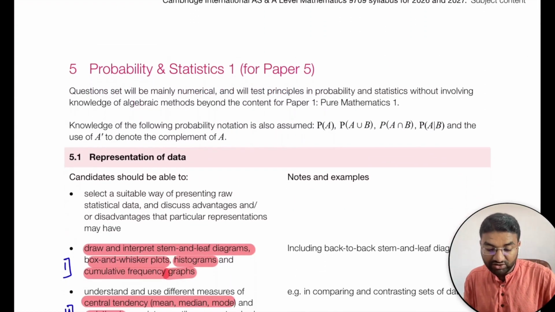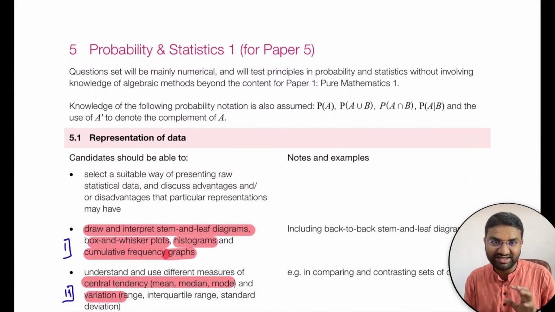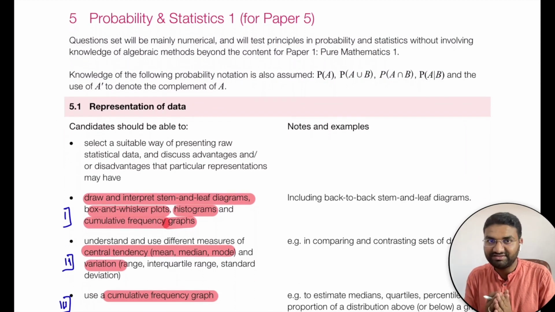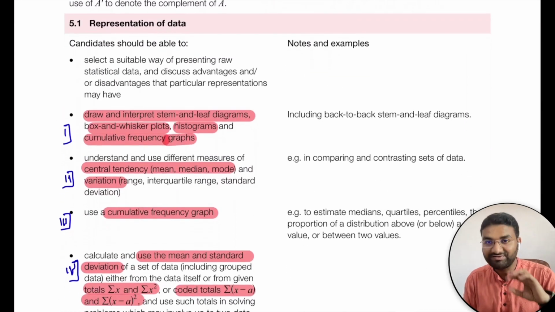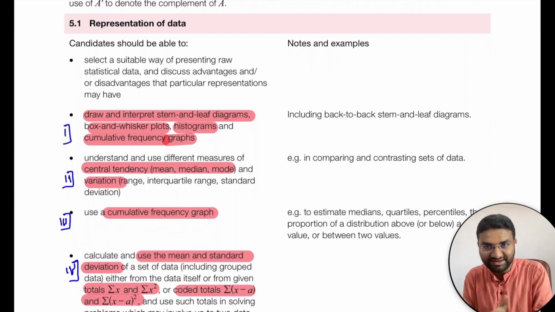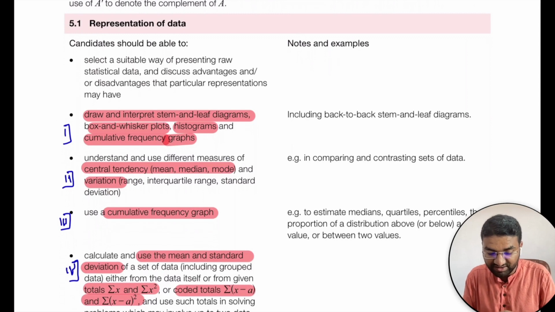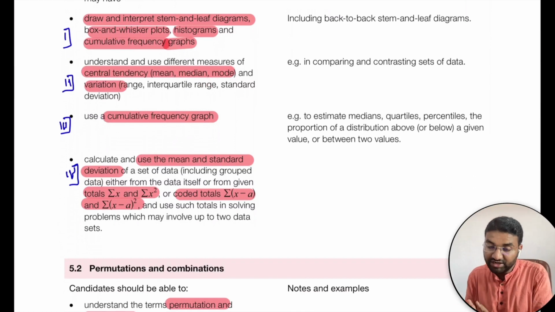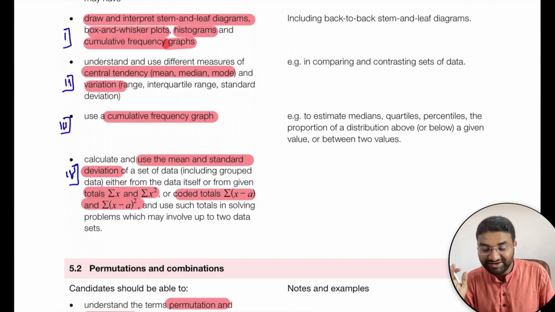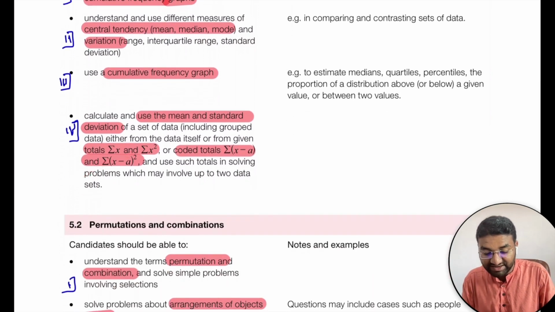Then moving on to statistics. That's very interesting. Again you have 5 topics here, and this paper is for 50 marks, S1 and S2 for 50 marks. So 5 topics, each topic is distributed for just 10 marks. The first one is stem and leaf diagram, box and whisker plot diagram, histogram, cumulative frequency, then mean, mode, median, cumulative frequency graphs. You will definitely get one question on the cumulative frequency graph. Then mean and standard deviation.